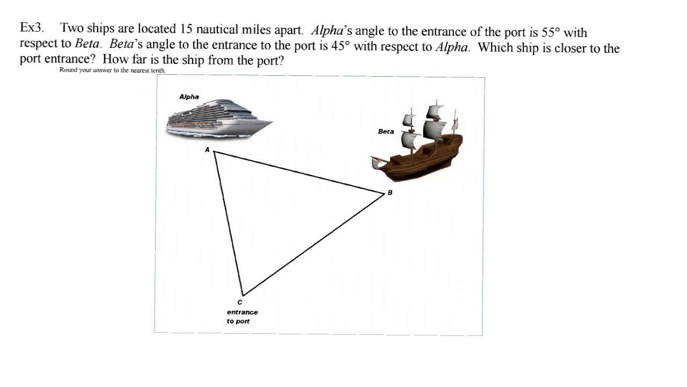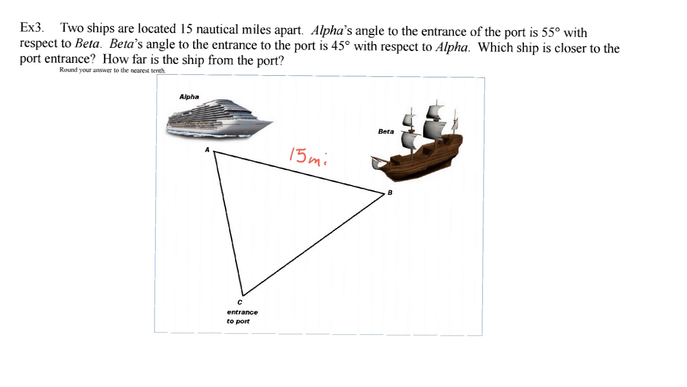So these two ships are located about 15 miles apart. If I'm looking at this first bit here, it tells us that the two ships are 15 miles apart. So what we can do is immediately write 15 miles between the two. Now, the second part of this nautical ship problem is the angle to the entrance of the port. So this is the port here, right?